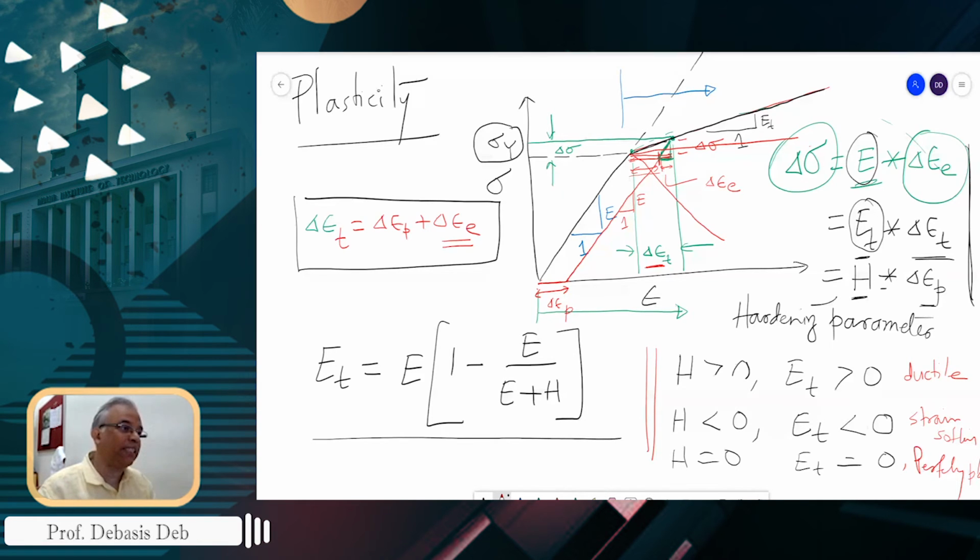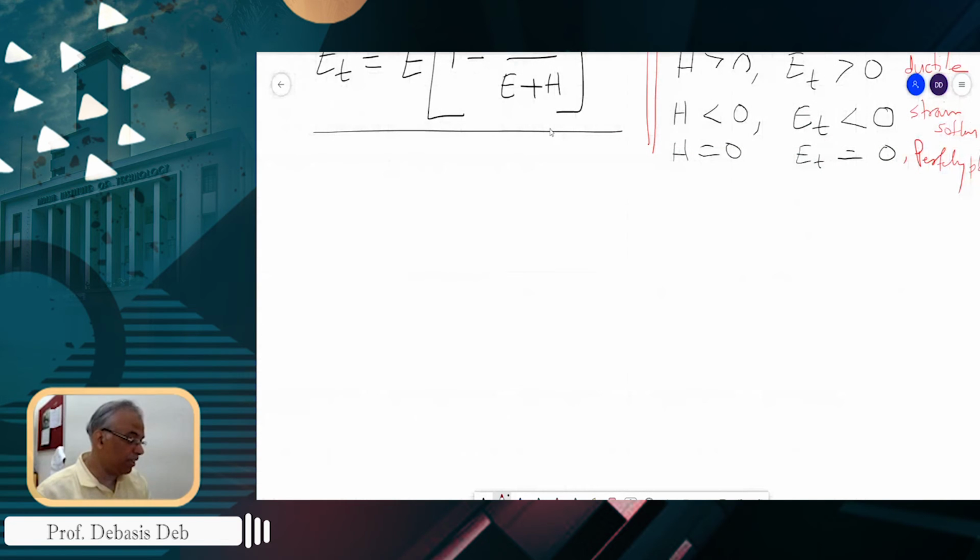So this is what controls the behavior of the material in plasticity. This is, I am telling you, in 1 dimension. This can be extended in 3 dimensions also. Now, let me give you a small problem on this since we have time. Let's see whether you are able to do it.